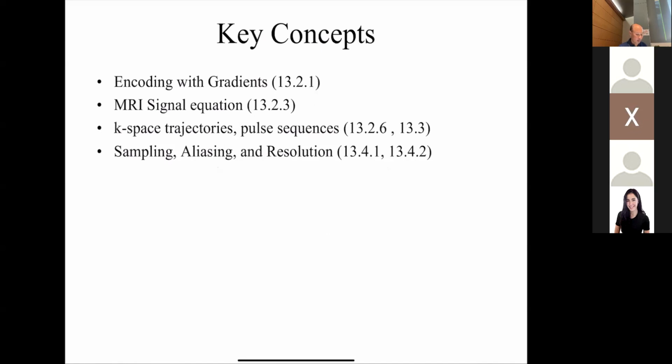So today we're going to continue with encoding with gradients. We'll get up to the MRI signal equation, and we'll talk about k-space trajectories and pulse sequences. So today is the first day you'll hopefully understand what happens on an MRI system in terms of the acquisition. And if we have time, we'll get to sampling, aliasing, and discuss what the sampling requirements are for MRI.